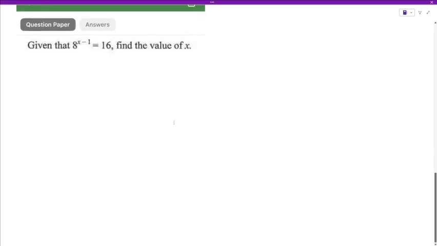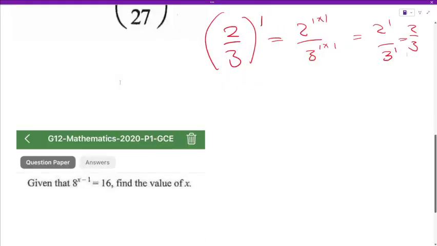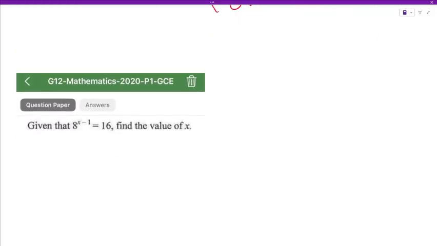Now we go to exponential equations. Exponential equations are these types of equations where you are asked to solve the equation. Sometimes they'll say given that something like that, find the value of x, and sometimes they'll just say solve the equation. I only gave you one here. No, I need about 2. Let me fetch another one.